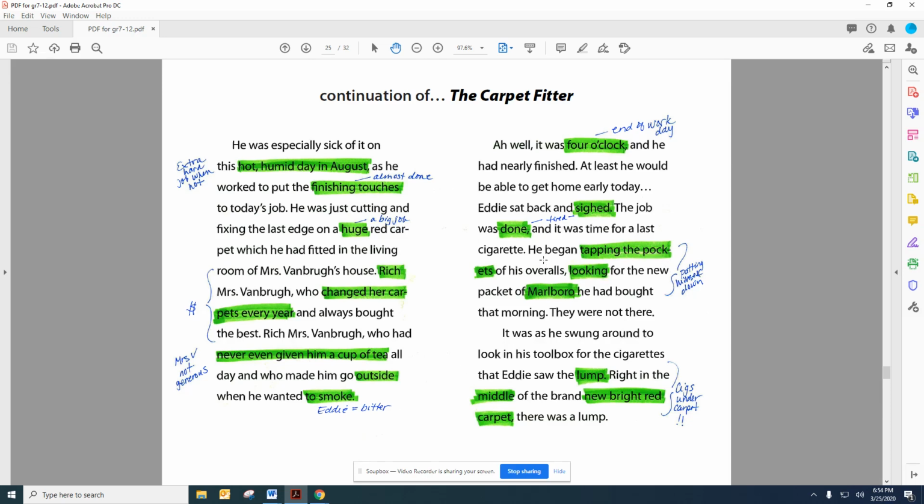When he was going for that last smoke, and he was looking for his cigarettes, and he began tapping the pockets of his overalls, looking for the new packet of Marlboro he had bought. Oh, he's patting himself down. He's looking. Oh, yeah, I can picture that. So again, I just used a bracket.